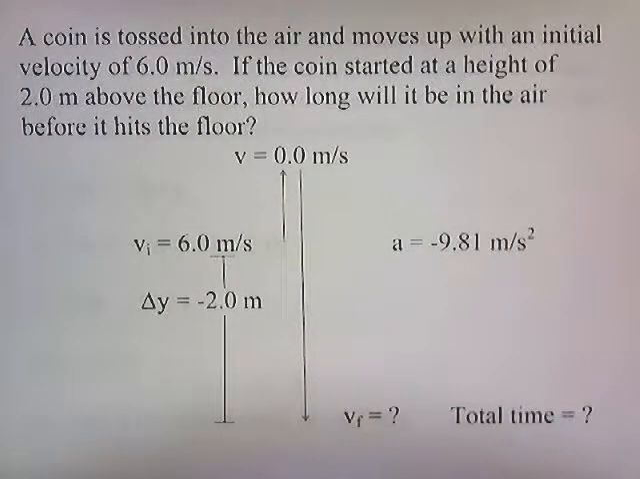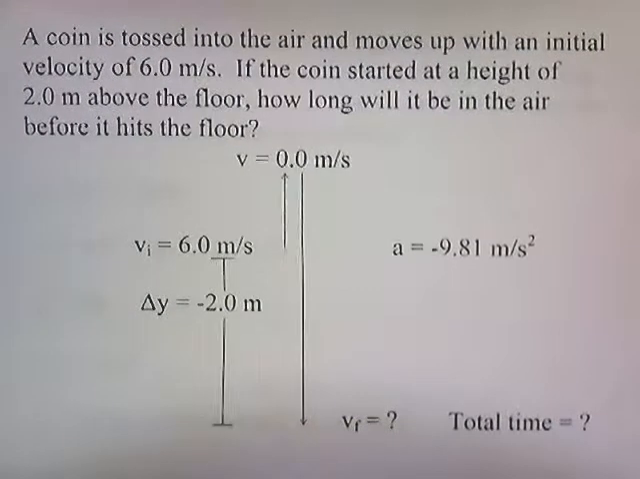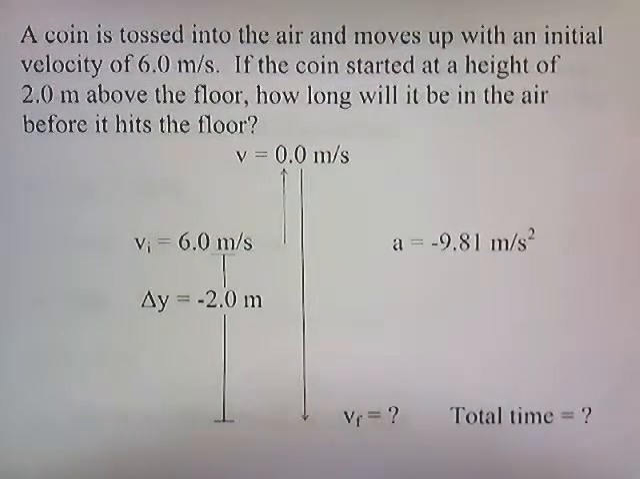So let's try this problem. A coin is tossed into the air and it moves up with an initial velocity of 6 meters per second. If the coin started at a height of 2 meters above the floor, how long will it be in the air before it hits the floor?